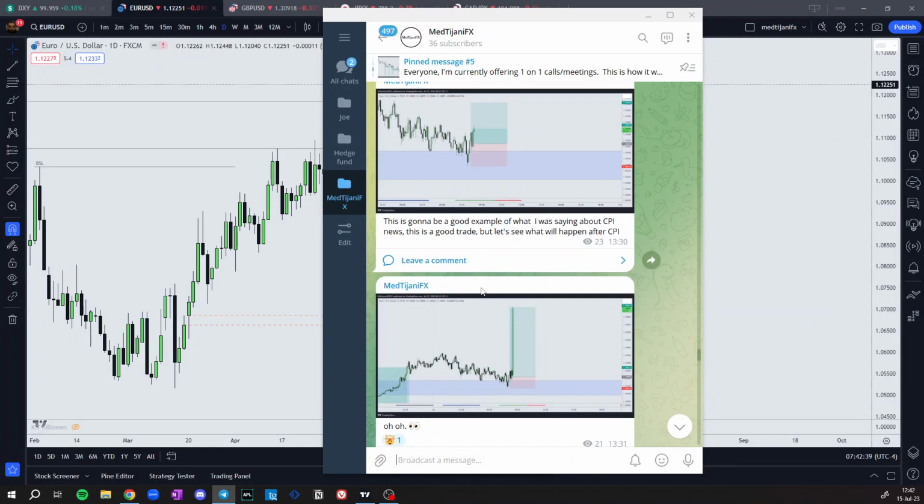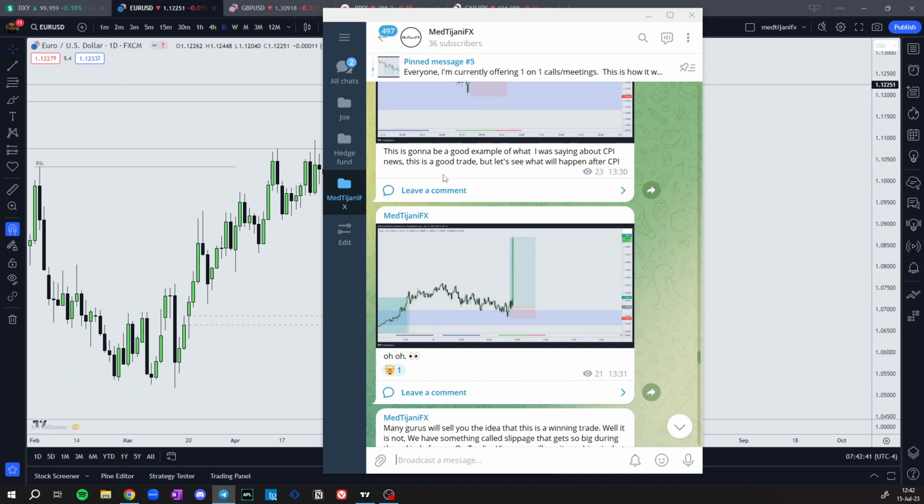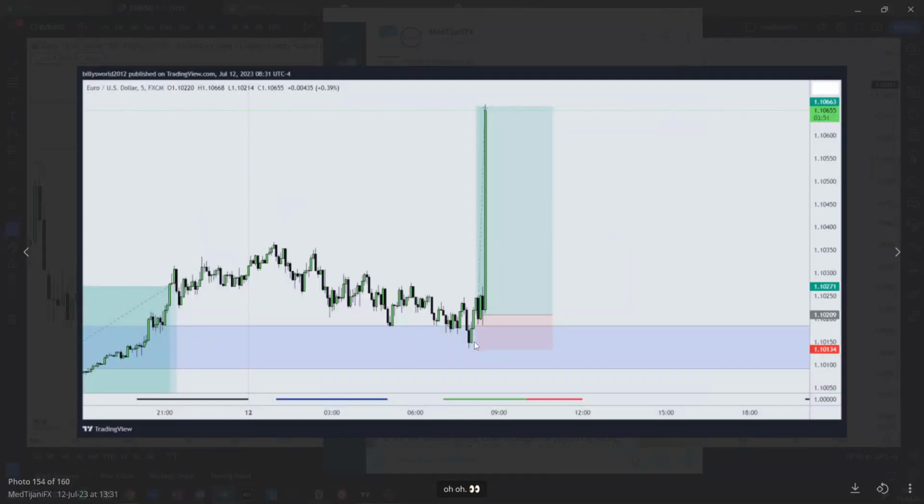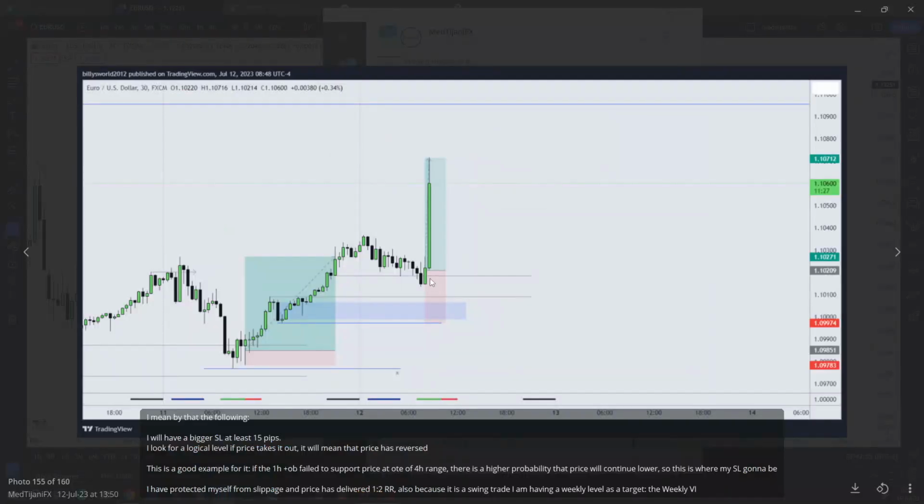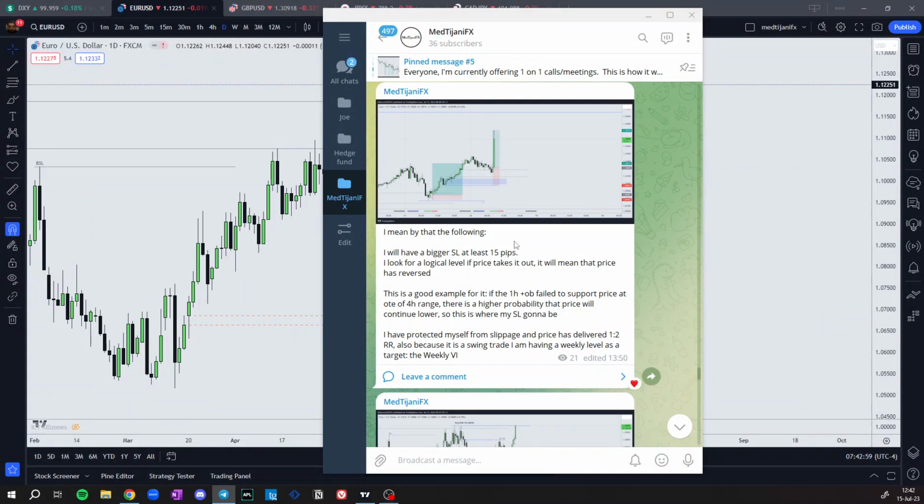And yeah, the next day during CPI news, I was explaining why this trade is a win from a technical analysis point of view, but it's a loss from a risk management point of view. And if you want to take this trade, it's better to have a bigger stop loss. I was explaining all of that in my Telegram channel.